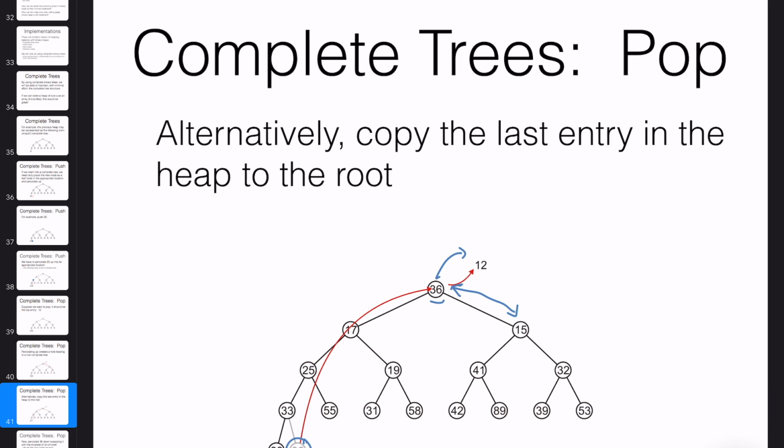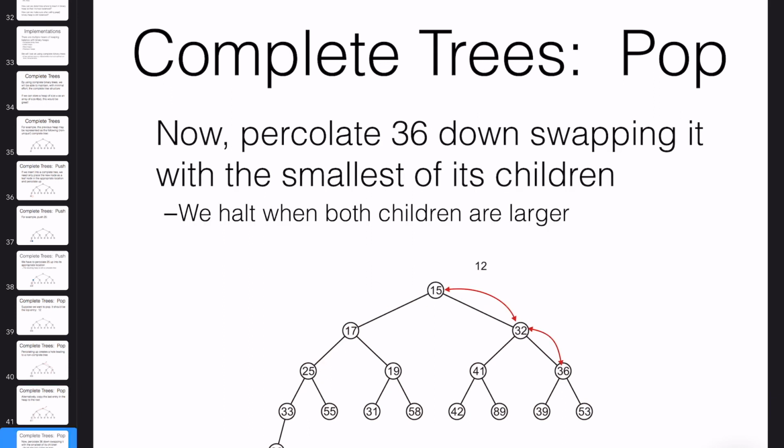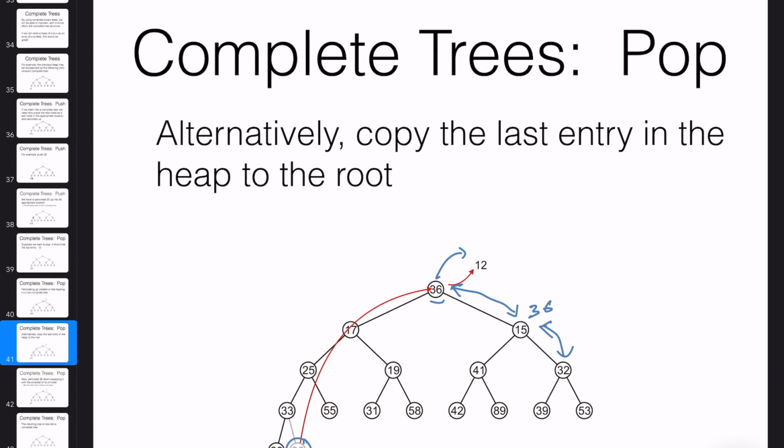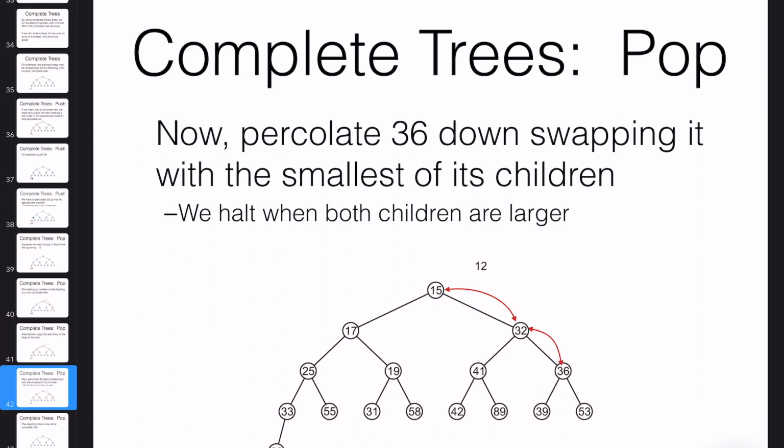You compare the node 36 with its left and right children, whichever is smaller, you swap with that. Then you compare with its children again. Here you can see that 36 will be copied here. Then you compare the left and right children, which one is smaller, you swap. And then you compare this position with the left and right subtree, both of them are greater than 36, so you will stop. So this is going to be the method pop.